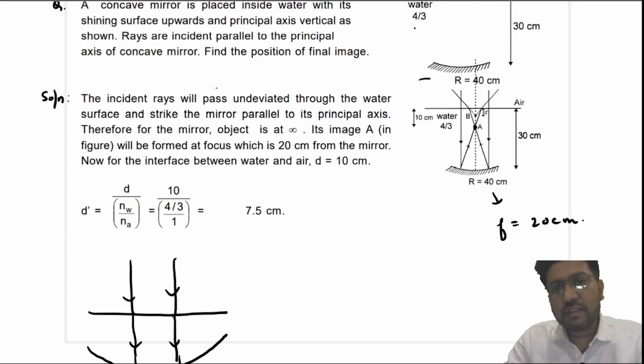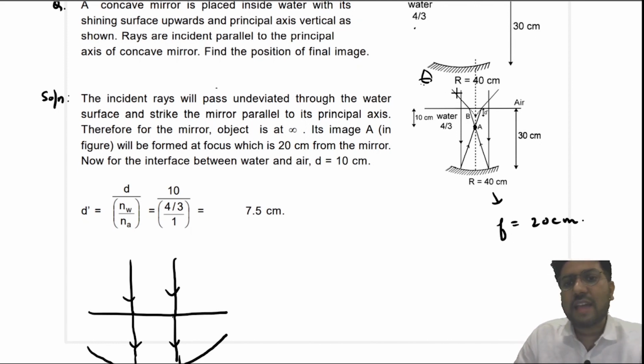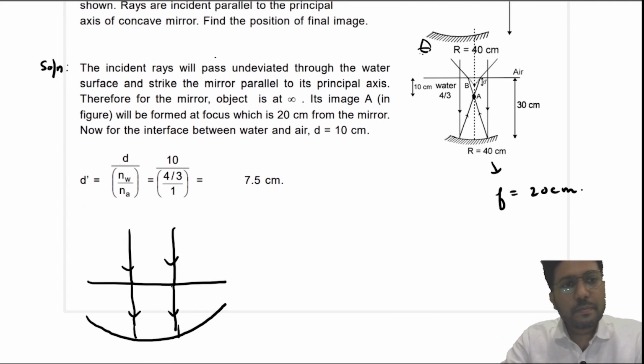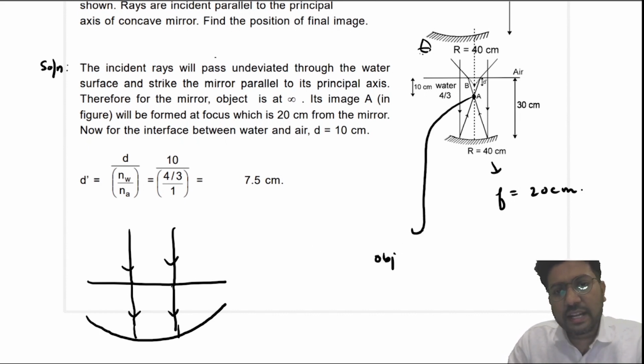But if the observer is here, then what will he see? He will see that there is one more refraction that this ray will undergo while reaching the eye of the observer. So due to this refraction there will be one more image and that will be the final image. So you will write again, this A is the object for the interface.